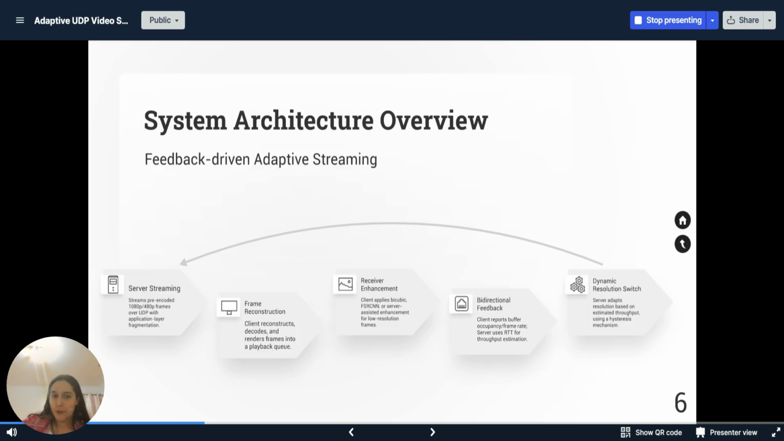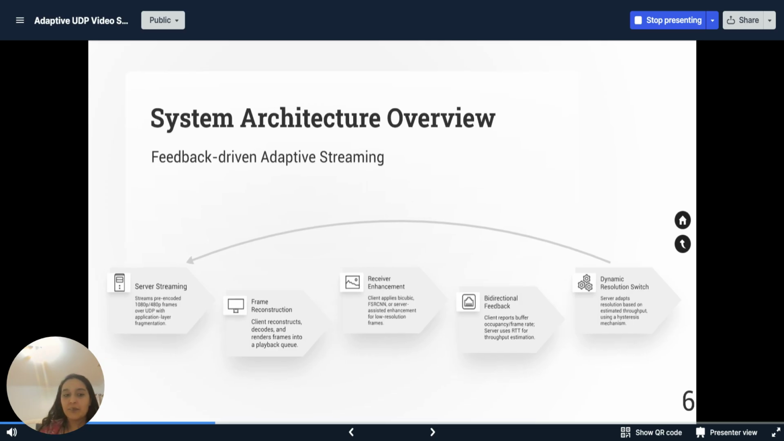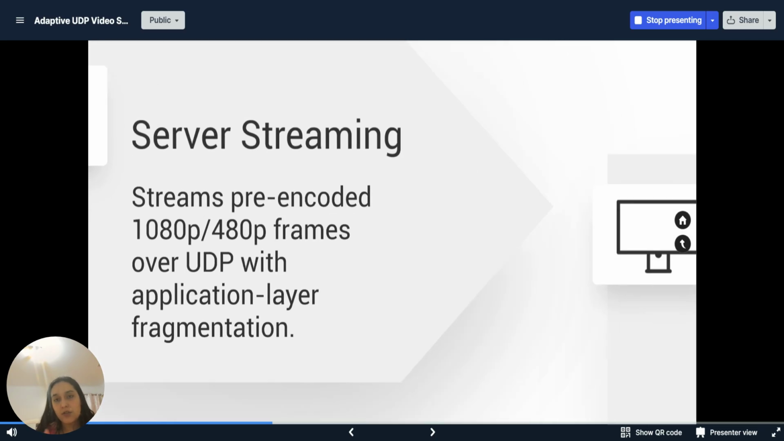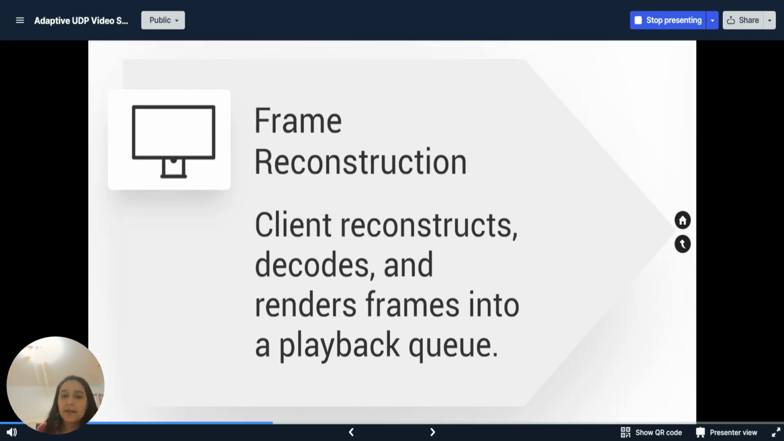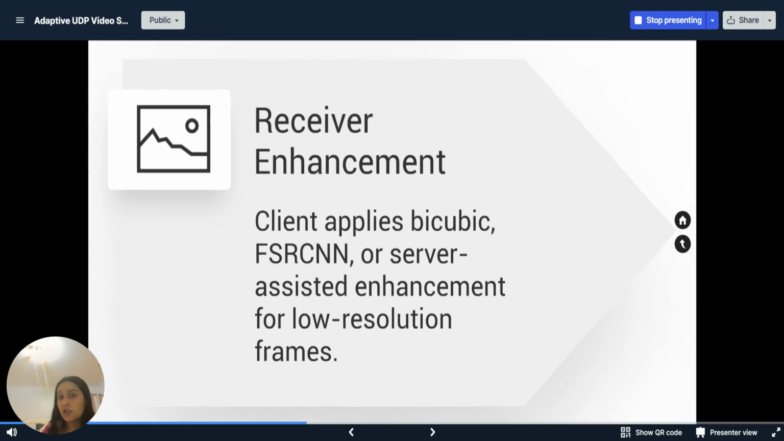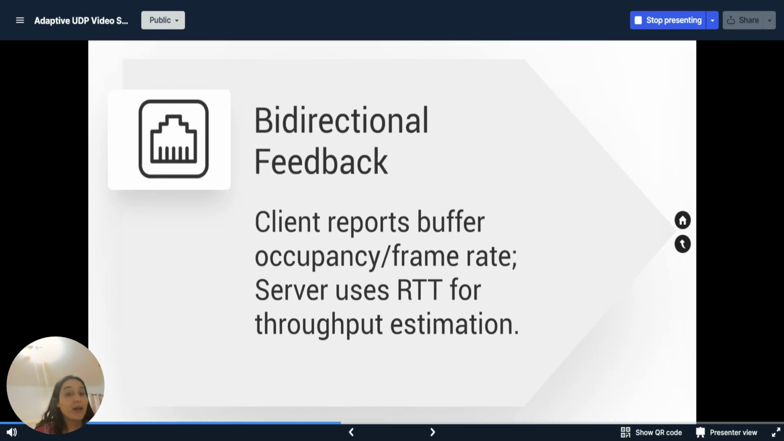So how does our work function? This is an overview of our system. We start on the server streaming. We have pre-encoded videos at 1080p and 480p frames over UDP with application layer fragmentation. So we take the frame, we fragment it, and then on the client side we reconstruct, we decode, and we render frames into the playback queue to be displayed. If the image is low resolution, that's when we send it to bicubic, FSRCNN, or the server-assisted enhancement through FastAPI. And then we have this bidirectional feedback.